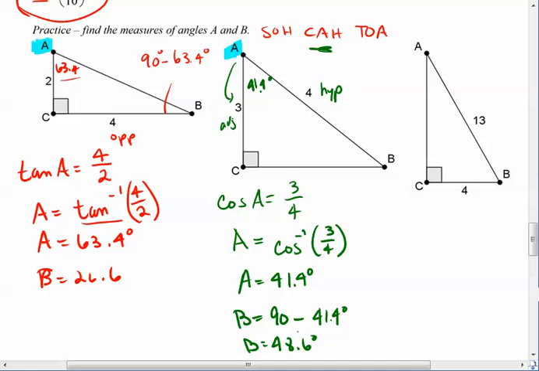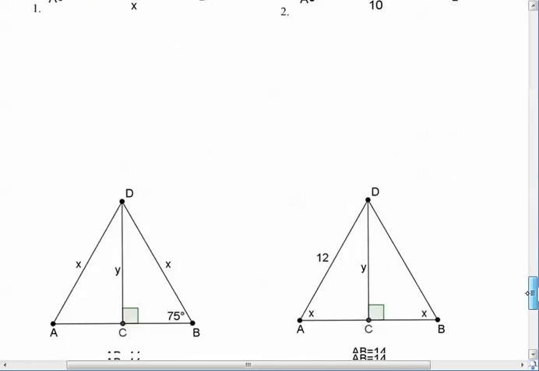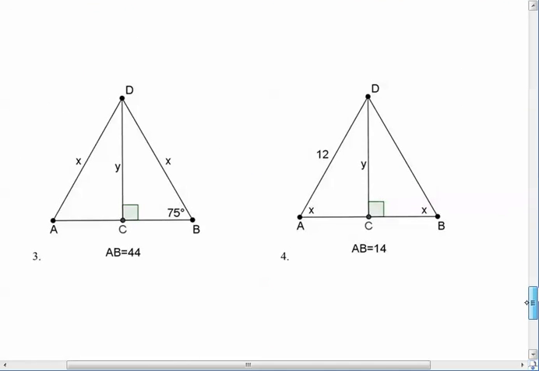And so on. Please try the rest of these problems, and then I will post some answers in our agenda for you.